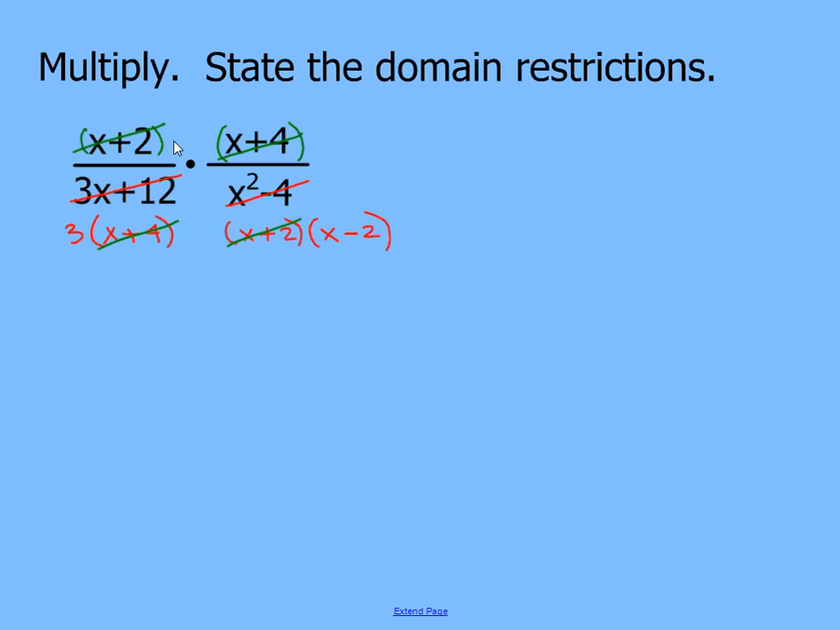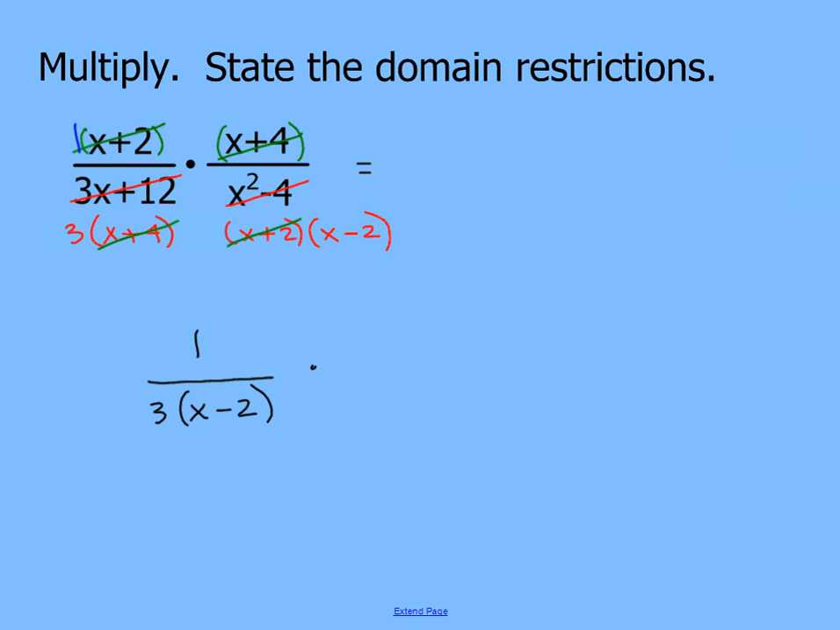Now when you cancel everything out of the top, it does not mean it's 0. If you cancel everything out, there was still a 1 x plus 2. So there's still a 1 on top. So my answer is going to be 1 over, on the bottom I have a 3 and an x minus 2. I'm not going to distribute them. I'm going to leave the denominator completely factored.